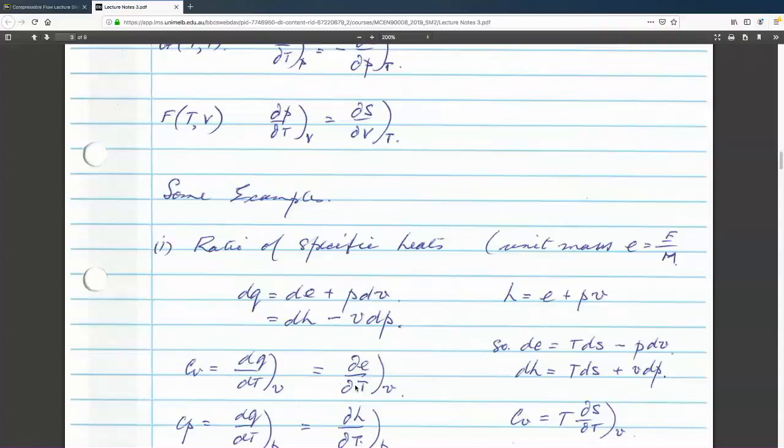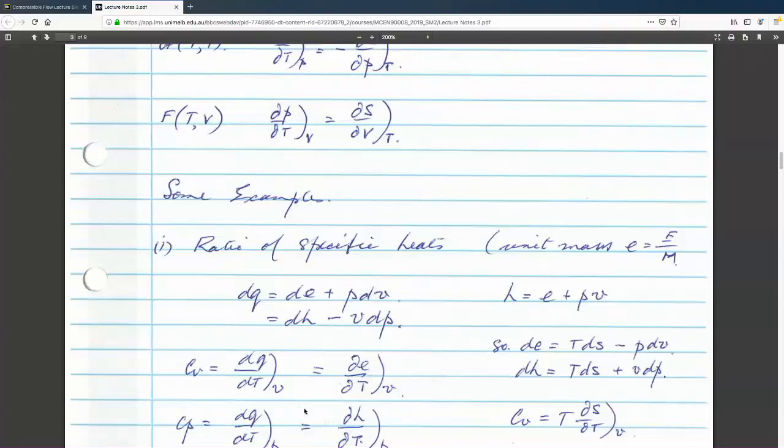It's the partial derivative of the internal energy, and it's per unit mass. That's why I've used the lowercase. So CV is the amount of heat I need to change unit mass by a temperature delta T, and I've got to do it at constant volume. That is, by definition, CV. And CP is the same thing, only I'm not going to do it at constant volume. I'm going to do it at constant pressure.